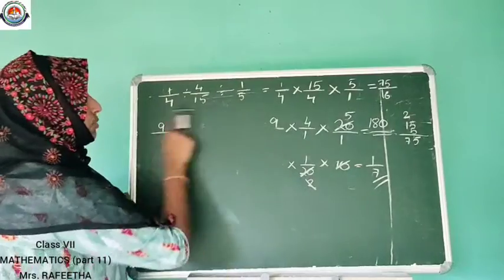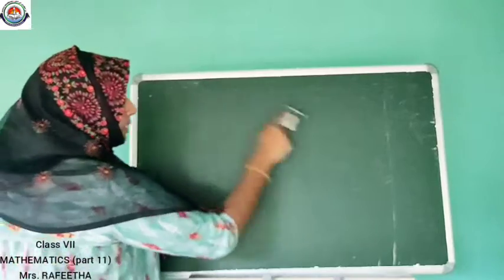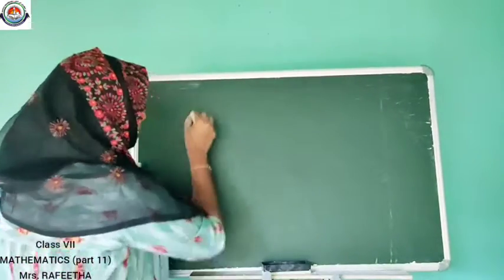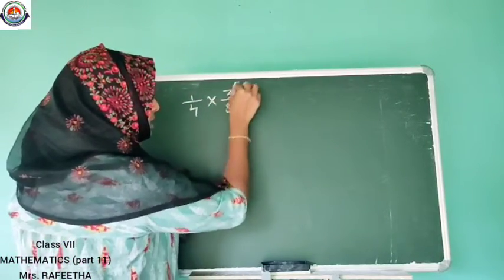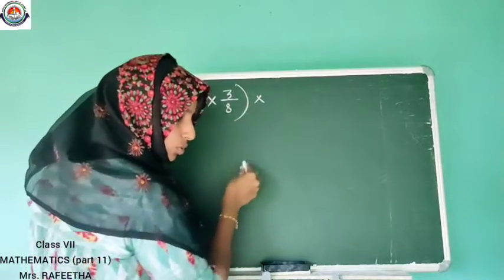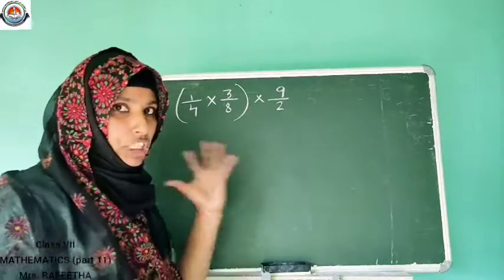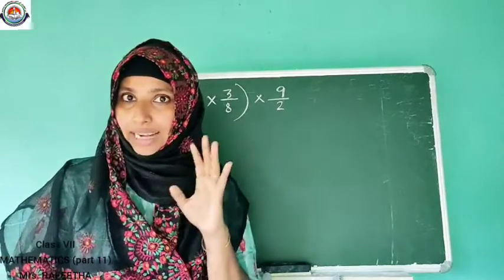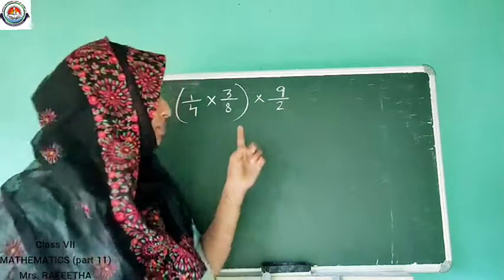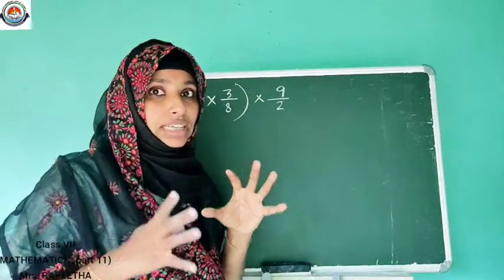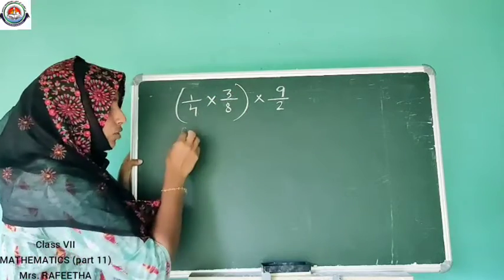The next two questions will be more confusing to you. That is why we do them last. Listen carefully. 1 by 4 into 3 by 8, into 9 by 2. In this case, which do we want to do first? In the first class we studied the BODMAS rule. That is, we want to give the first preference to the bracket. Here a bracket is there, so we do the operation inside the bracket first. What is the operation inside the bracket? That is 1 by 4 into 3 by 8. Okay, so we can do that.